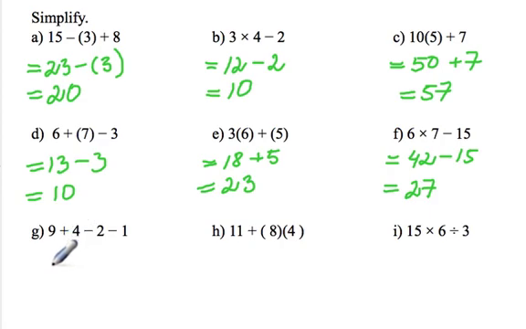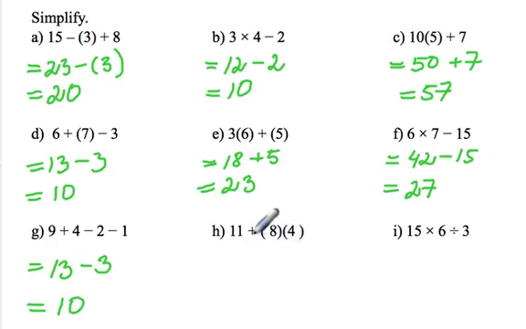Question G. I'm going to use the same method that I did before. I'm going to collect the positive terms first. 9 plus 4 is 13. Take away, and here I have two negative terms. I could collect them right away as well. Negative 2 and negative 1 is negative 3. And 13 take away 3 is 10.